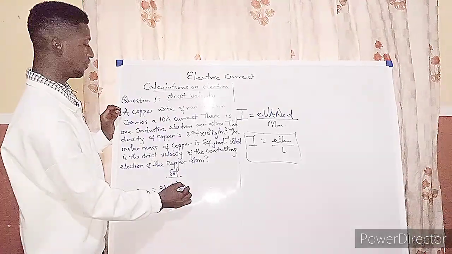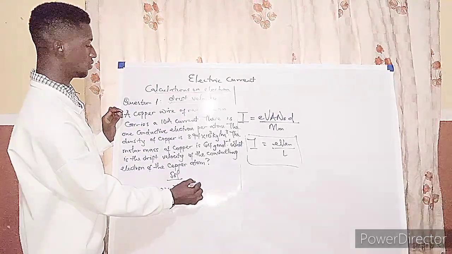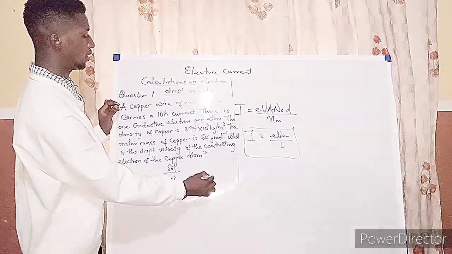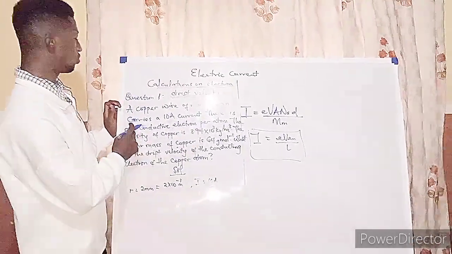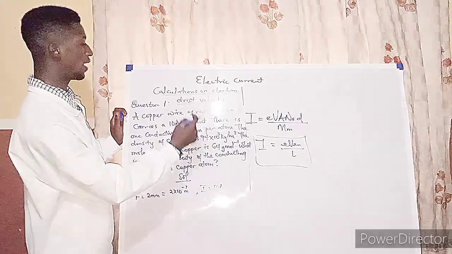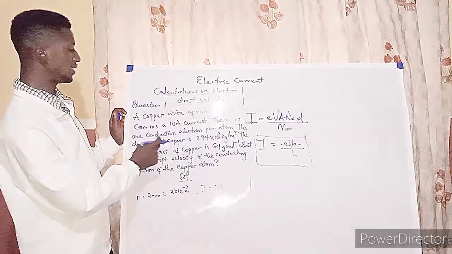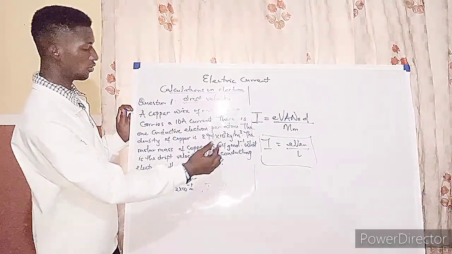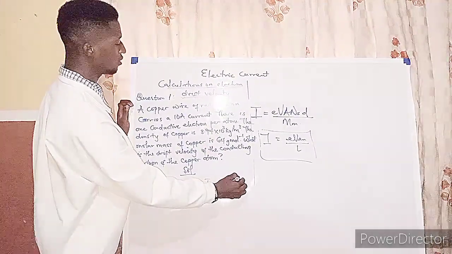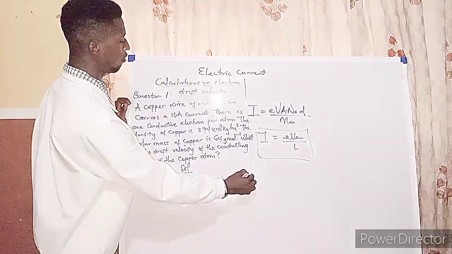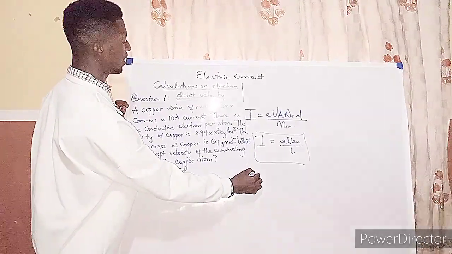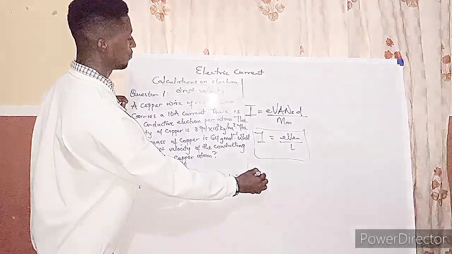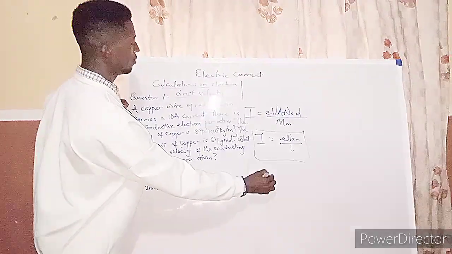Okay, and it's having current of 10 ampere passing through it. There is one conductive electron per atom. The density of copper is 3.94 times 10 to the power 3 kg per meter cube. So we have now that the density is equal to 3.94 times 10 to the power 1 times 10 to the power 3 kg per meter cube.